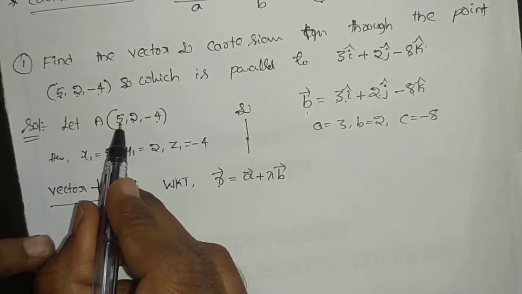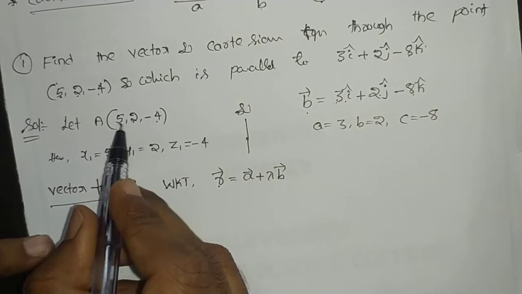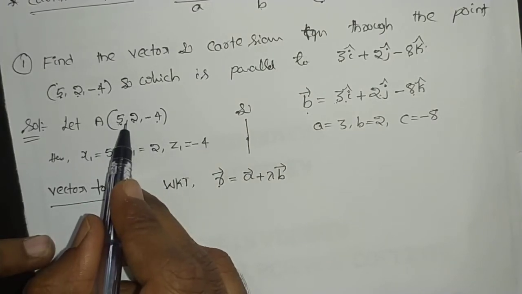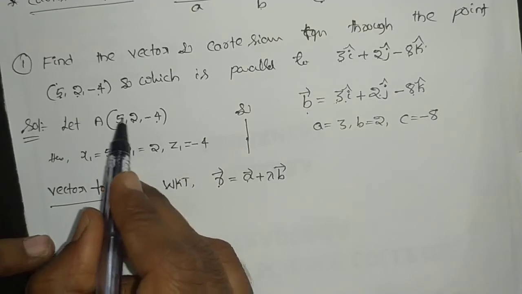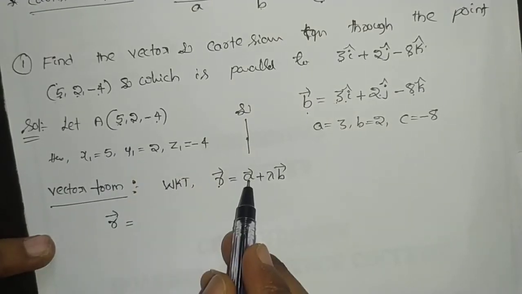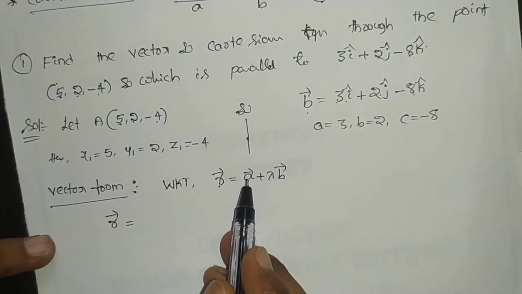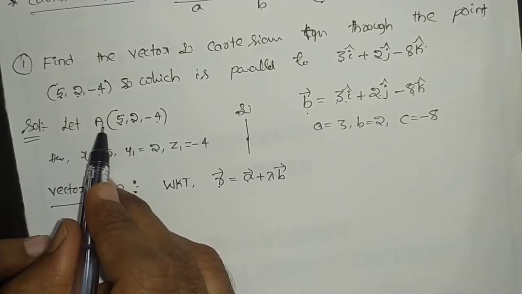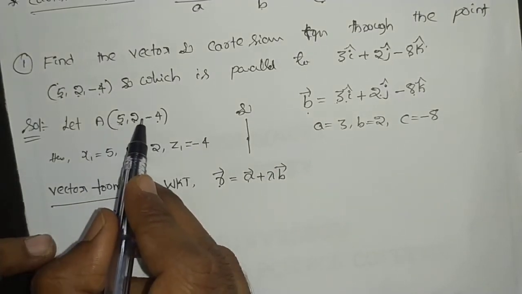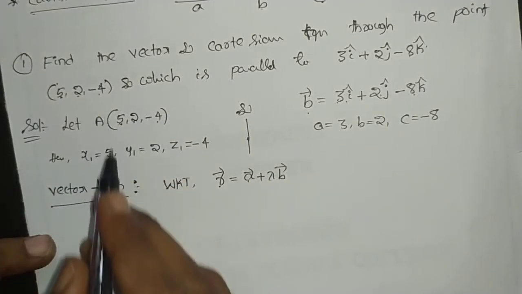Here we have the point A. You just write this point in the vector form. A vector is nothing but a position vector. That point we represent as 5, 2, minus 4. You just write down this one in vector form.